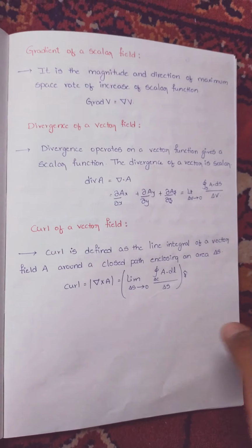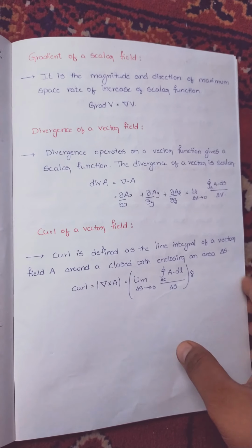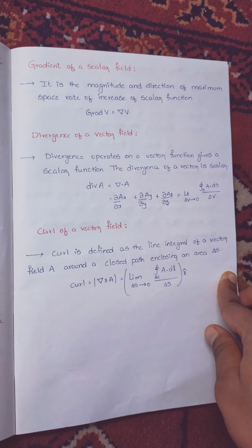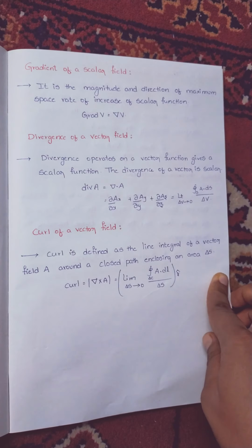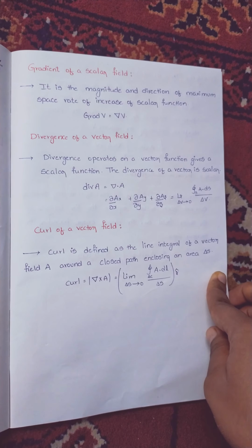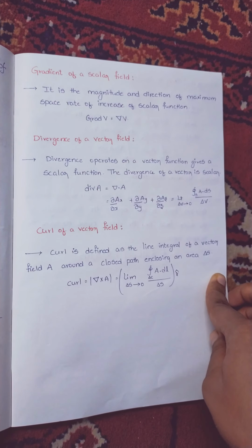As this is just an introduction, we'll just go through the definitions. Gradient of a scalar field: I am just reading them out, as you already have them in intermediate. It is the magnitude and direction of the maximum space rate of increase of a scalar function, and it is denoted by grad V equal to del V.